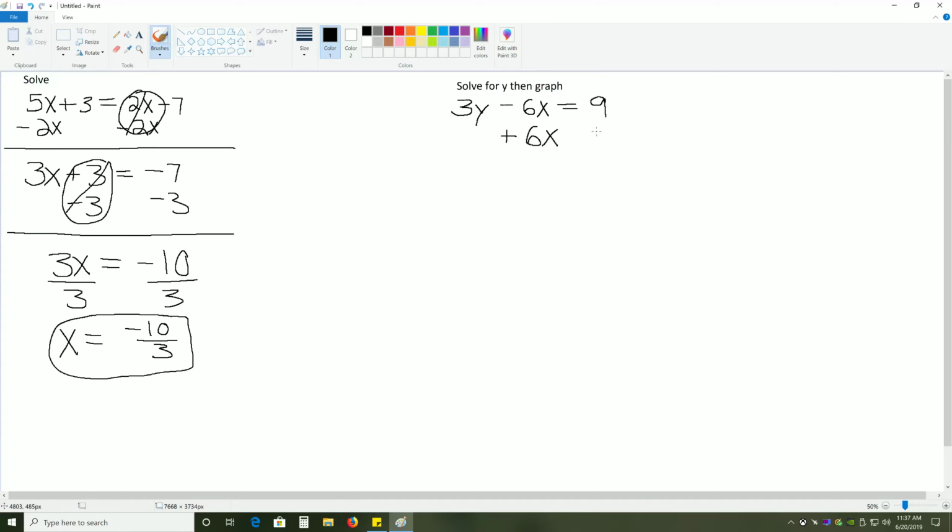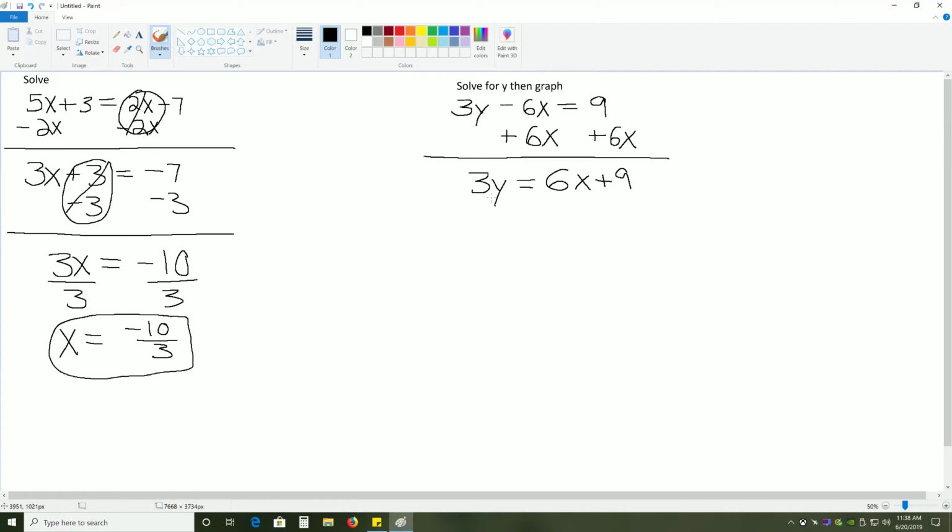So in order to move negative 6x, we're going to add 6x to cancel it out here. But because we did that, we also have to add 6x to the other side of the equation so that we're not changing it, which leaves us with 3y equals 6x plus 9. We cannot add the 9 and the 6x together because they are unlike terms. That x isn't attached to the 9, so they cannot be combined.